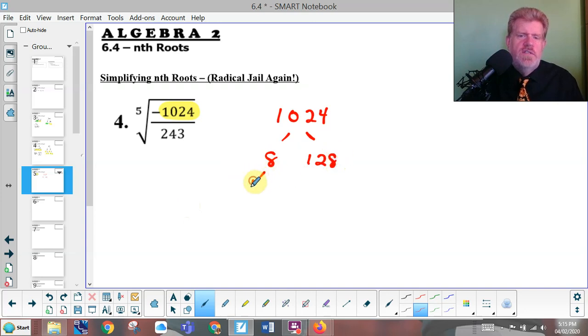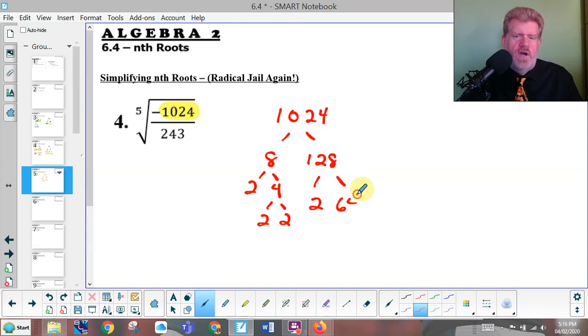What's 8? Whoops. I'm going to try to always keep them in order. 2 and 4. All right, I'm going to break all these down as far as they'll go. Now I've got 3 2's already. I'm looking for 5 to escape. I think 2 is a nice safe bet. What about 128? What can we break that down into? We can divide it by 2. Let's just divide it by 2. We're left with 64.